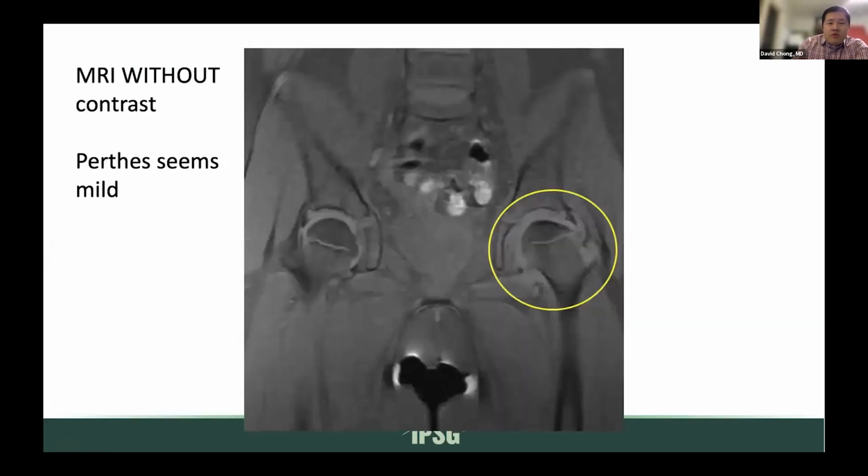Now, if you get an MRI without contrast, this is what it looks like. You'll see just a faint blackness on the top of that head and just some mild flattening, suspicious of Perthes, but it seems pretty mild. And so one might say, well, it's not that bad. It's not involving a lot of the head. Maybe we don't have to be so aggressive about treatment.